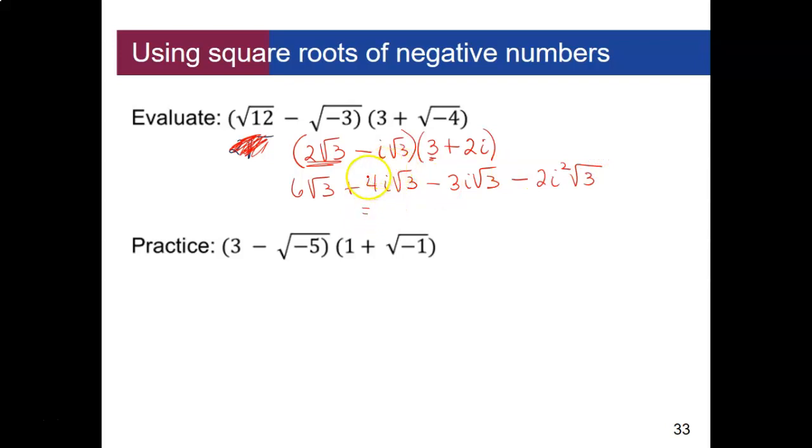Okay, so just really keep track of everything, and I think you'll be fine with it. So we need to figure out what we can combine together. We've got 6 on the square root of 3. These are actually alike because they both have an i and a square root of 3. So I have 4 of them and I have 3 of them, so that leaves me with just 1.